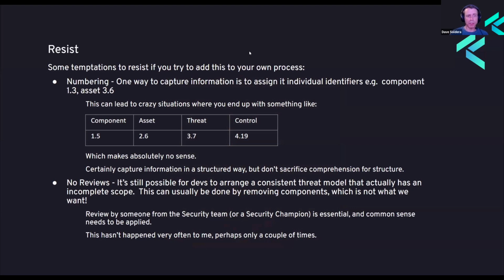You can't skip the reviews, right? It is possible to still arrange a consistent threat model that actually has an incomplete scope of what it should be. It's generally done by removing lots of stuff. So someone from either the security team or a security champion is probably going to need to review it, at least from a common sense point of view, to make sure that everything that should be there is there, or that it's not incredibly small for some reason. This really hasn't happened to me very often, maybe a couple of times, and it's pretty obvious when it does.